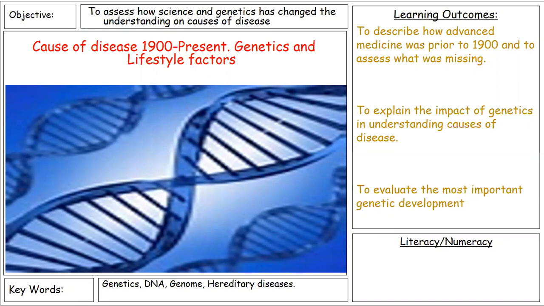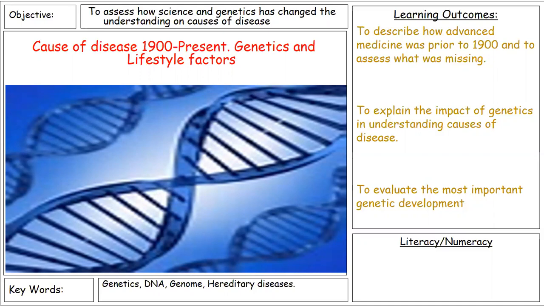So very similar to the last units, we're going to look at the cause of disease, we're going to look at the treatment of disease, and then we're going to look at the prevention with a case study, which will entwine all three. So the first lesson today is focusing on the cause of disease in the years 1900 to present. And with this, we're going to be looking at genetics and also lifestyle factors.